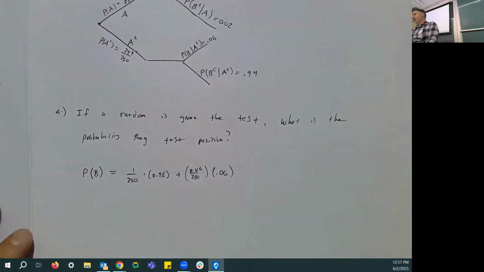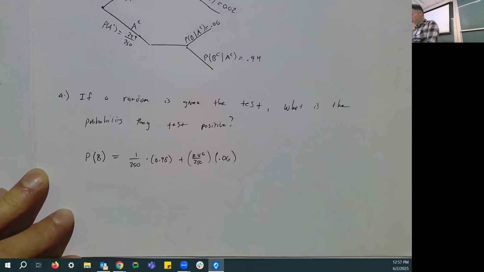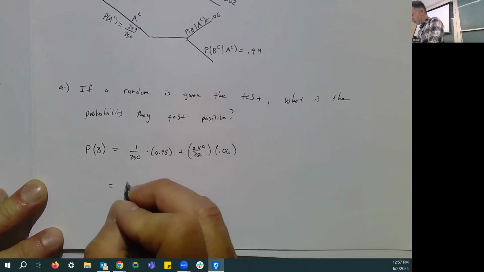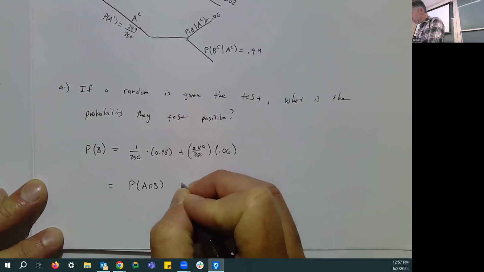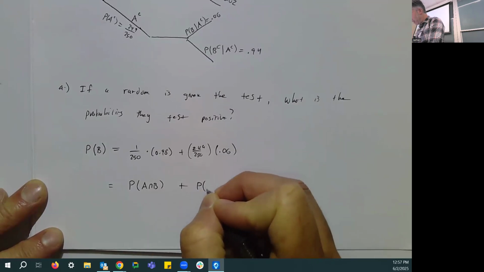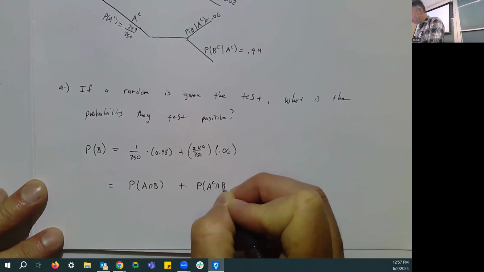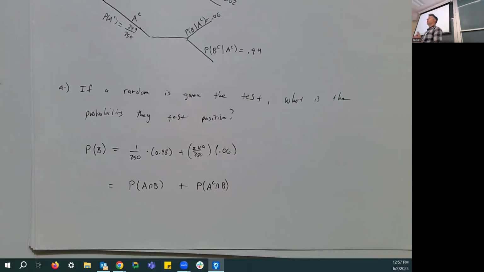But it's also nice to talk about where this formula is coming from. What we're really doing here is saying this is the probability of A intersect B plus the probability of A complement intersect B, which is also known as the law of total probability. We're trying to find the probability of B happening. It's all the ways B can happen intersected with any of the other events. You can test positive and have the disease, or you can test positive and not have the disease. Those are the only options.